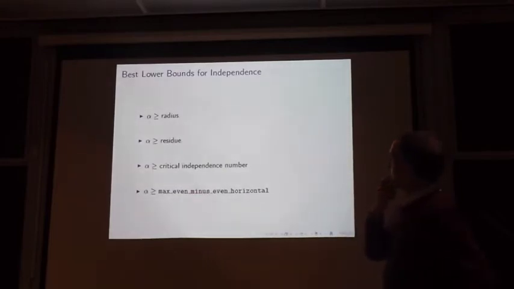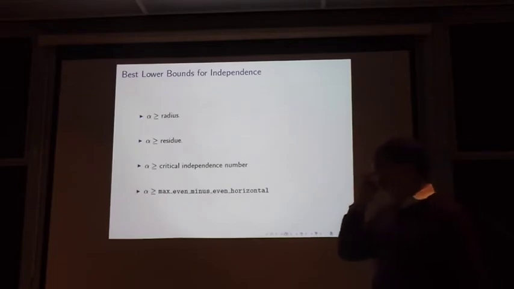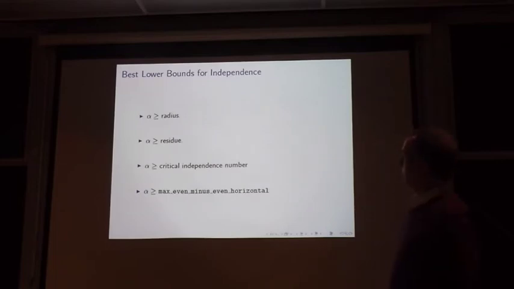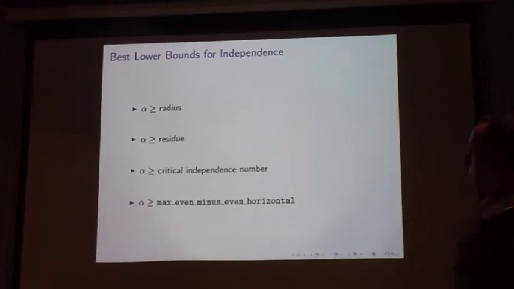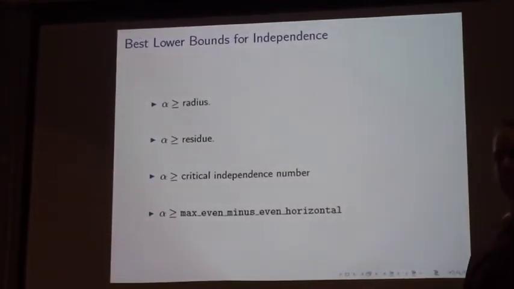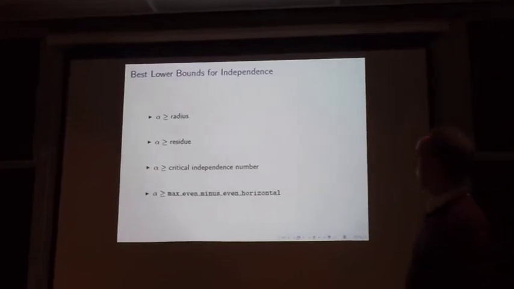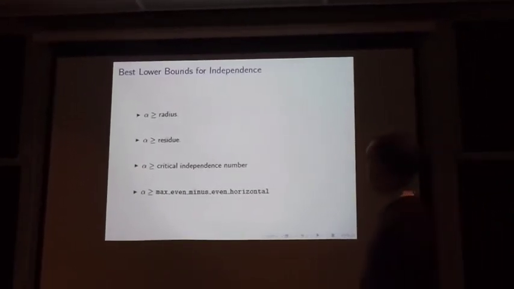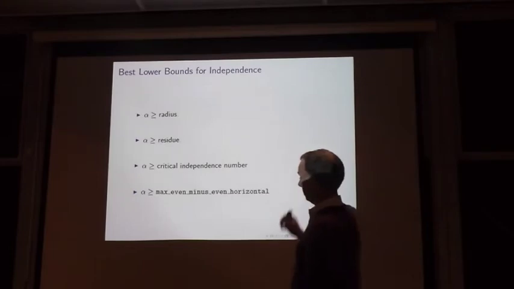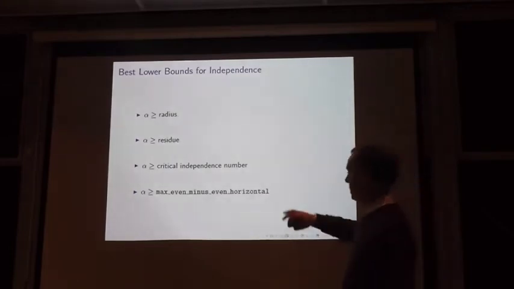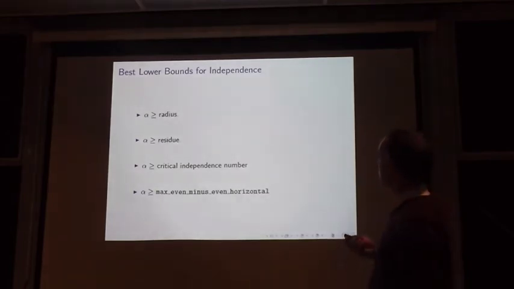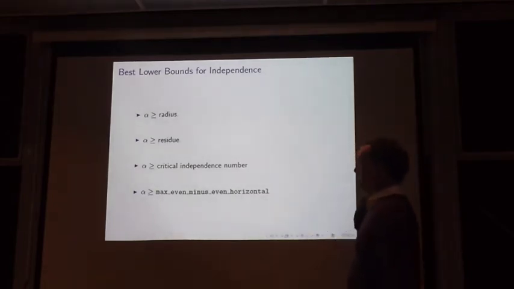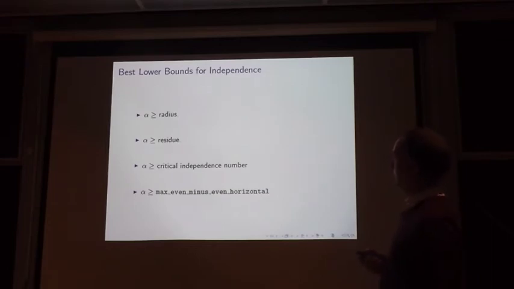So here I say best lower bounds for independence. They're not best in any mathematically precise way. These are of the maybe 20 or 25 lower bounds for the independence number that I've coded. These are the ones that in practice have given me the best practical results. The point is there is some lower bound theory for the independence number of a graph, and we could tell the program about all of these lower bounds. These ones all happen to be efficiently computable, so that helps.